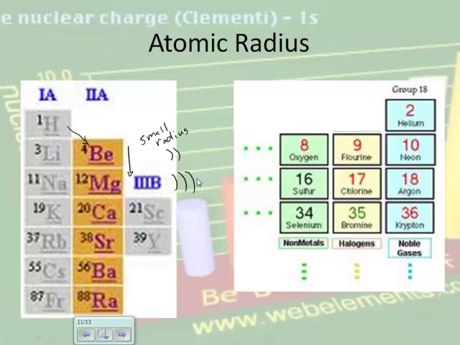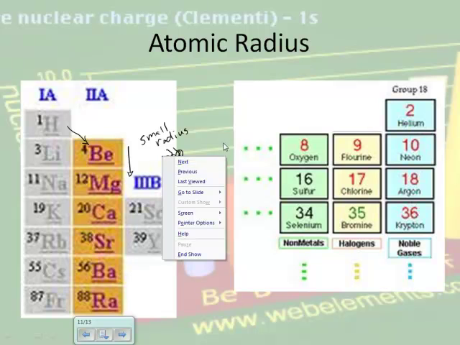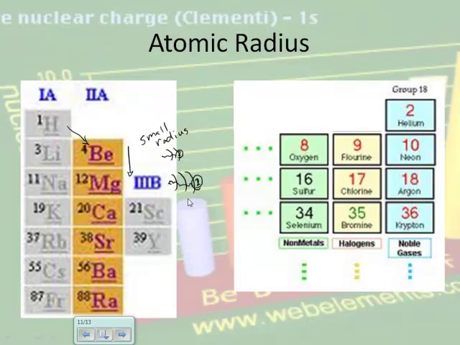Right, so on the outside there are 2 electrons on the valence shell. They're held less tightly than the 2 electrons here, because we're blocking some of the charge here. Same happens over in nonmetals. As you go down, atomic radius goes up.